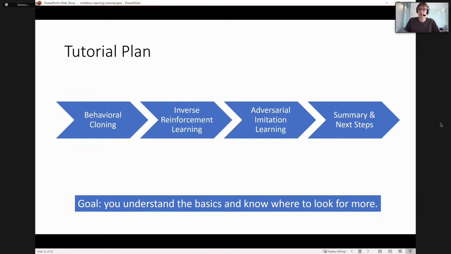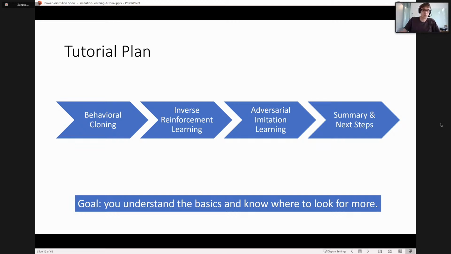So just to recap, our goal in this tutorial is that you understand the basics and know where to look for more. It is not my goal to give a review of every paper in imitation learning that has appeared over the last 20 years or so. In fact, that would be impossible because the field has grown so large that we are forced to select a very small subset of algorithms, which I think are really canonical.